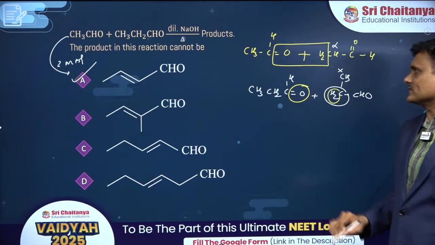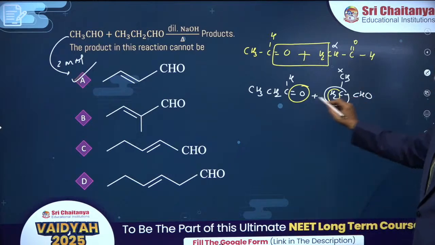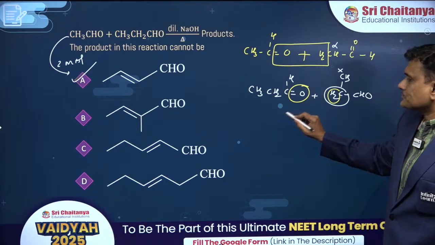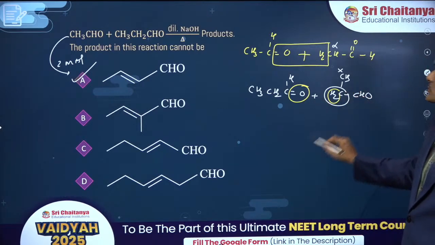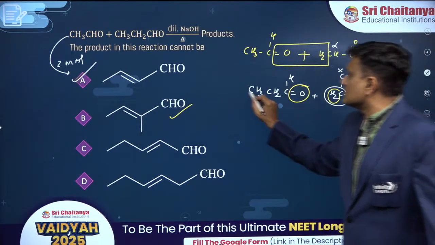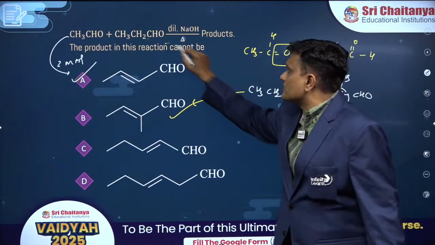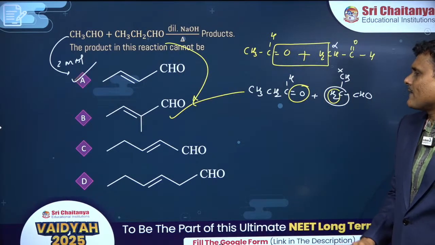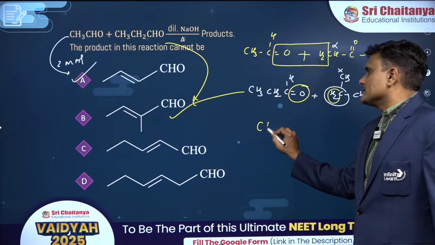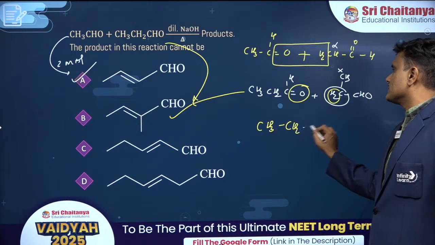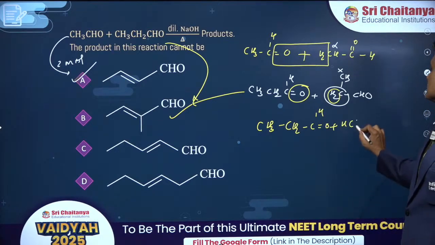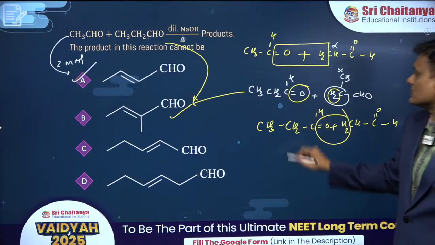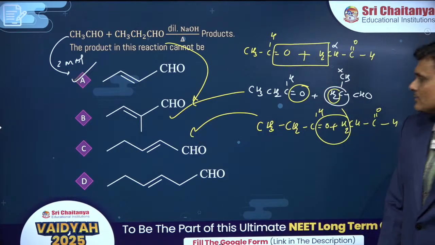Now listen, when you are removing this, what's the product which is obtained? CH3CH2, CH3CH2, CH3CHO, this one. You can see that this is the product obtained if I take 2 moles of this. And what about this? Yes, it is also obtained. How do you get that? CH3CH2CHO plus CH3CHO. You remove H2O, you will get this as well. But how do you get this?